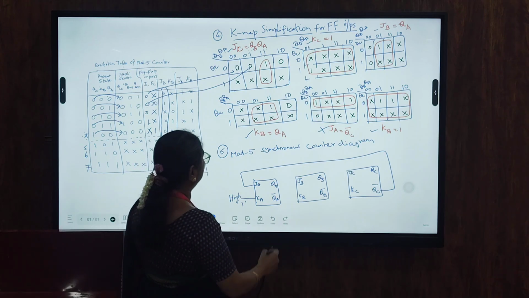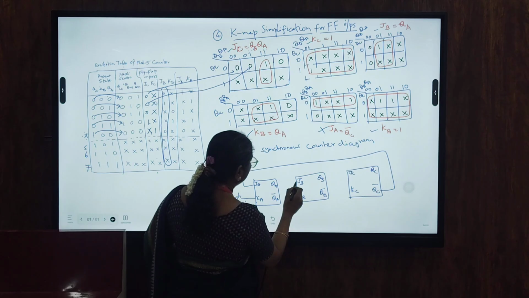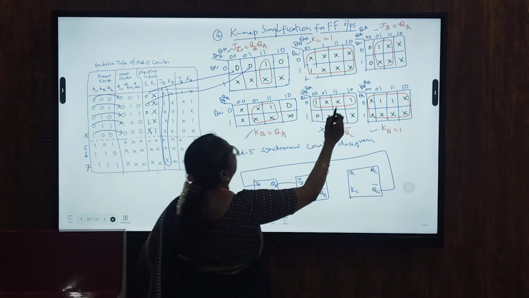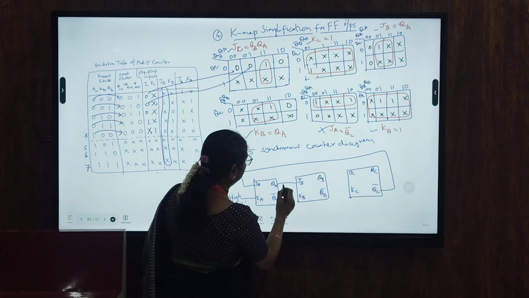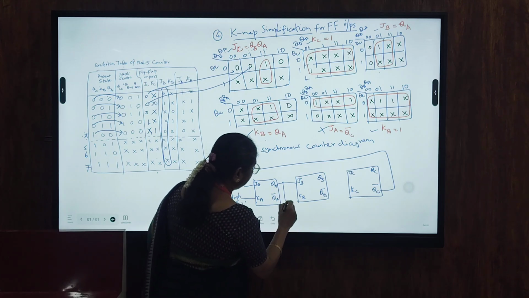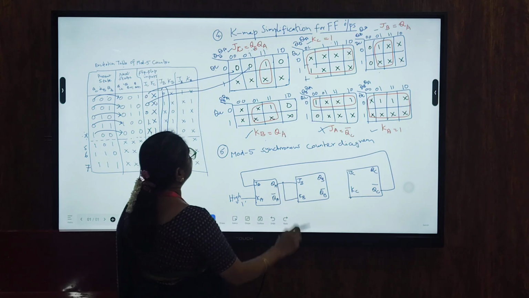Logical high value. The next one is JB. JB equals QA, so you connect JB to QA. Then KB is also equal to QA, so from QA you take a connection and give it to KB. So these 2 inputs are applied.